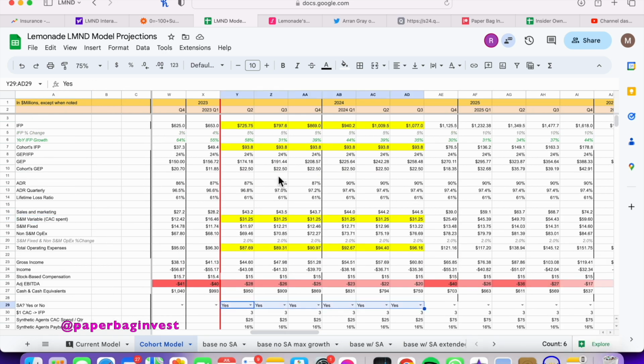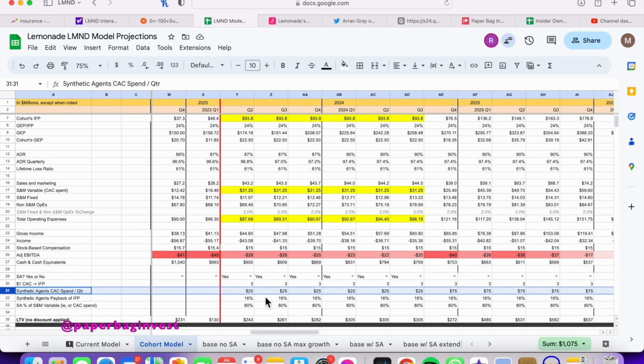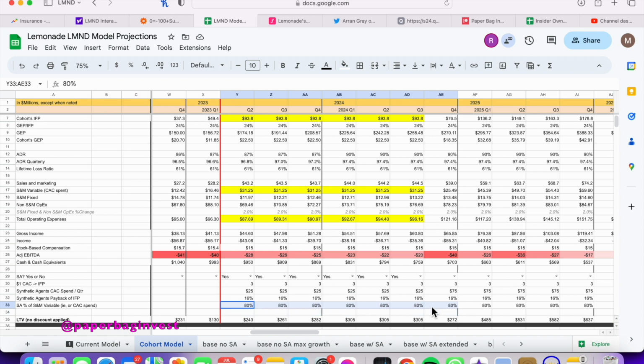The main inputs or variables or assumptions with this model are: what is the amount of synthetic agents, and are they being used? Are they being used again into the future? Are they not? What are the numbers with them? Are they at 25 million a quarter provided, like I have input right here? Are they higher? Are they lower? What percentage of your customer acquisition spend are you using?